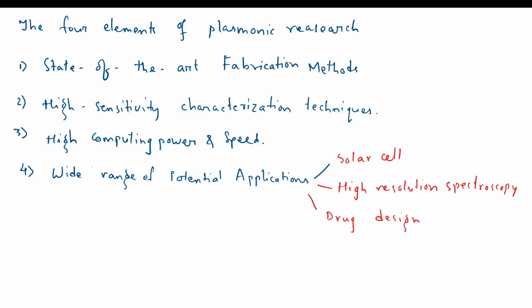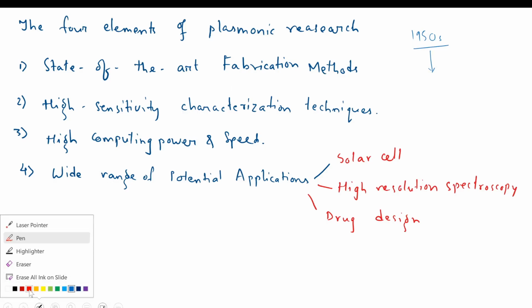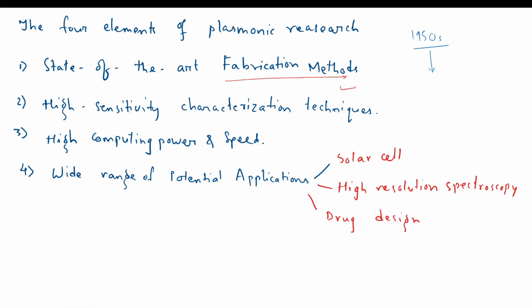Plasmonic research started around 1952, in the 1950s, and it started gathering pace with advancement in state of the art fabrication methods, particularly in the domain of nanofabrication. As nanofabrication advanced, we could build structures whose feature sizes are comparable to the wavelength of light, and hence we can engineer how precisely the light will interact with the material. And then we started having very highly sensitive characterization techniques that tell about the response of these plasmonic materials.